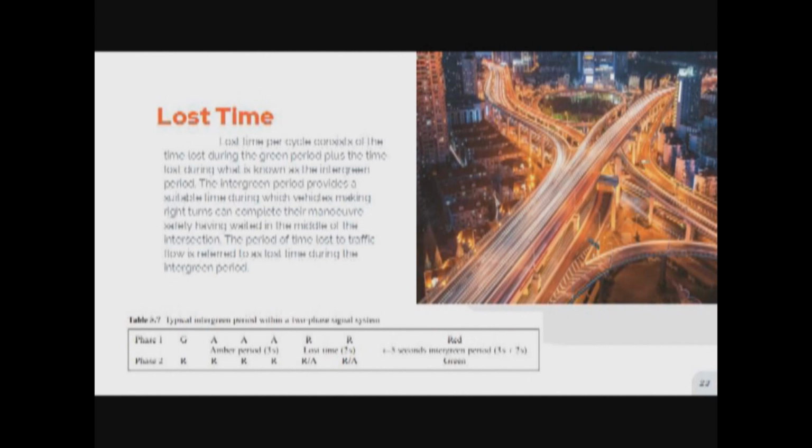So we have table 5.7, which shows an example of a two-phase system. This is the typical intergreen period within a two-phase signal system, in which we have phase 1 and phase 2. In the middle is the 5 seconds intergreen period, which is 3 seconds plus 2 seconds, because this is the amber period plus the lost time period.